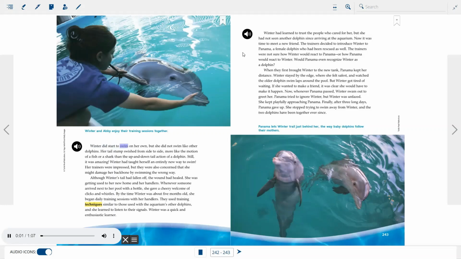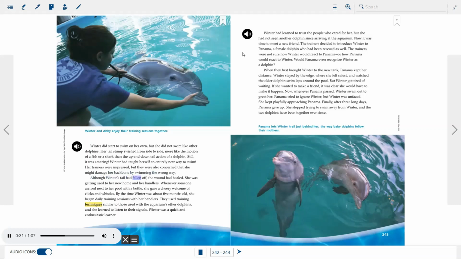Winter did start to swim on her own, but she did not swim like other dolphins. Her tail stump swished from side to side, more like the motion of a fish or a shark than the up and down tail action of a dolphin. Still, it was amazing. Winter had taught herself an entirely new way to swim. Her trainers were impressed, but they were also concerned that she might damage her backbone by swimming the wrong way.